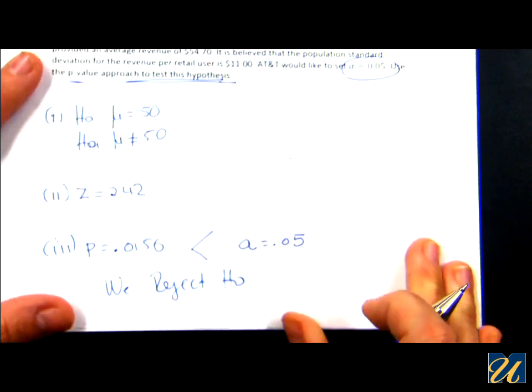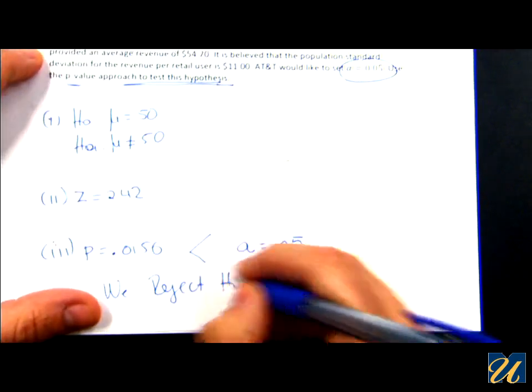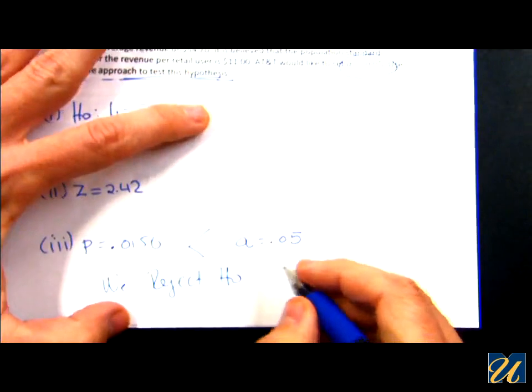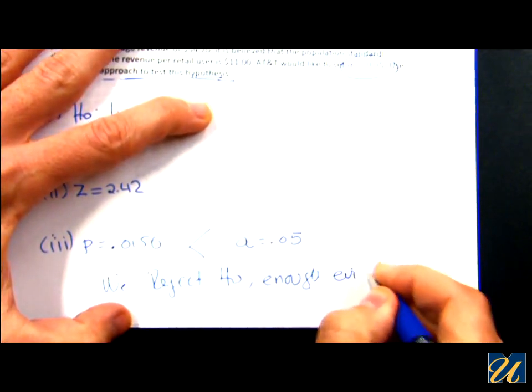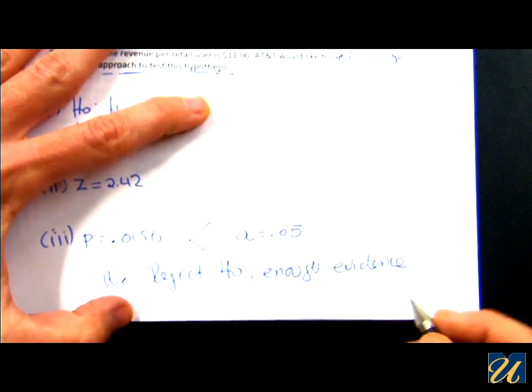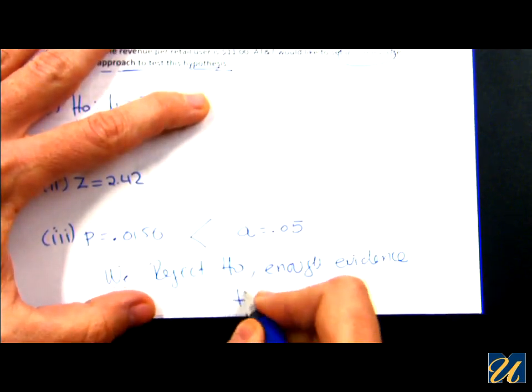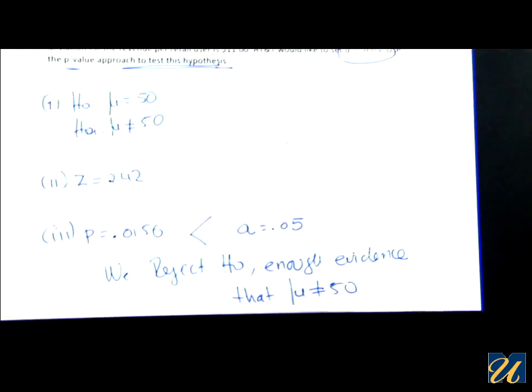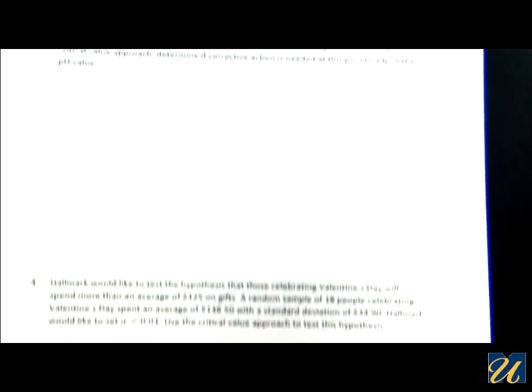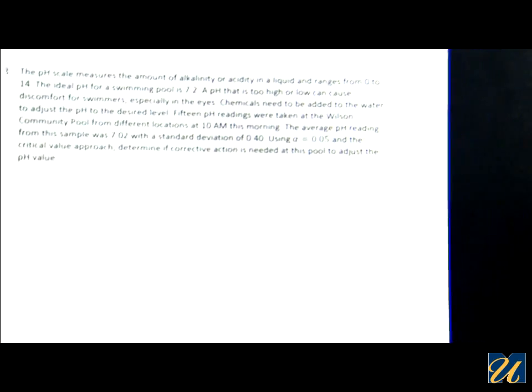We reject H0. Enough evidence to support the fact that mu is different than 50. So now you have the same problem solved in two different ways as far as the hypothesis testing is concerned.